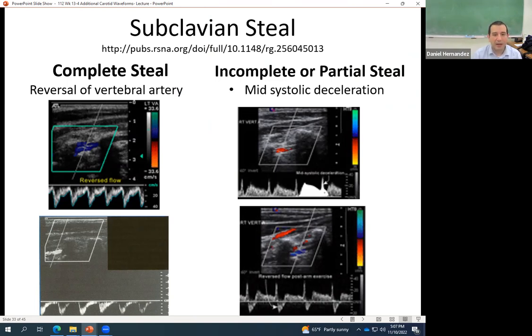And then also be cognizant of what your waveforms look like in your CCA. So if it's an innominate artery lesion, you should have some sort of flow disruption in your CCA, maybe a tardus parvus waveform. You might even have a steal in your CCA, depending on the severity of that occlusion, on the right side.